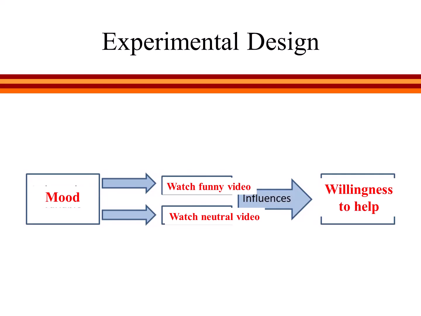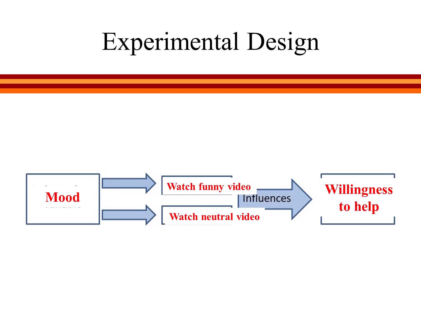Here, the independent variable is mood. This is because this is the variable that was manipulated or changed by the researchers. That is, the researchers changed participants' mood temporarily by randomly assigning some of them to watch a funny video and others to watch a neutral video.